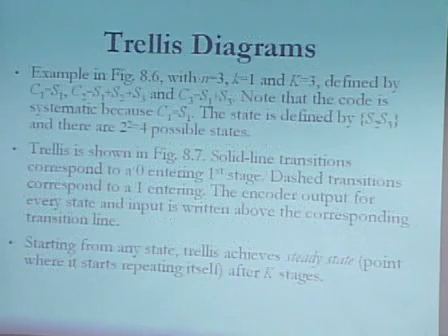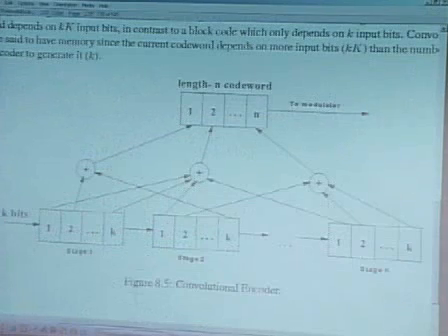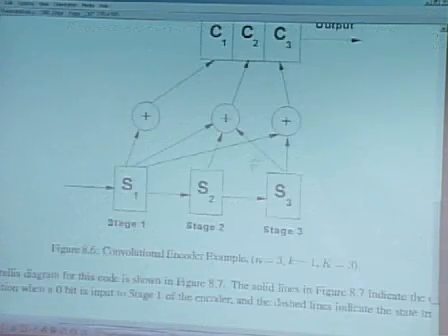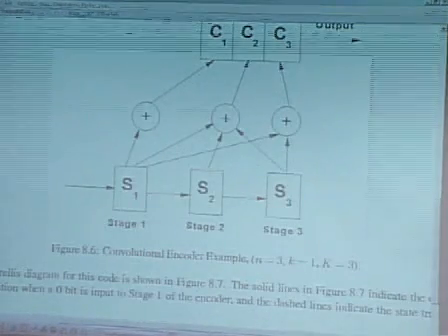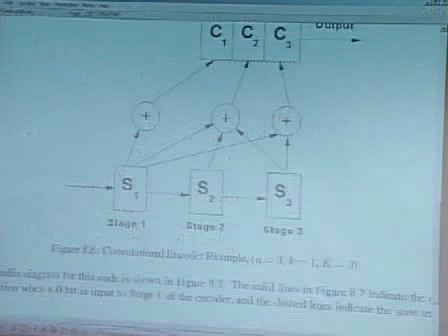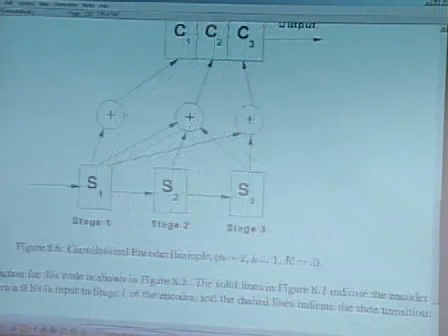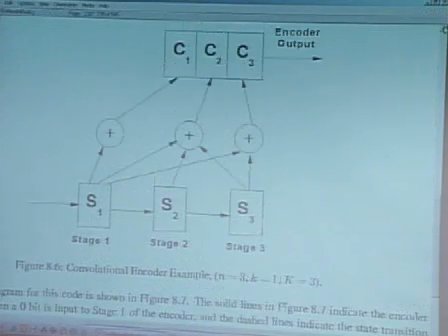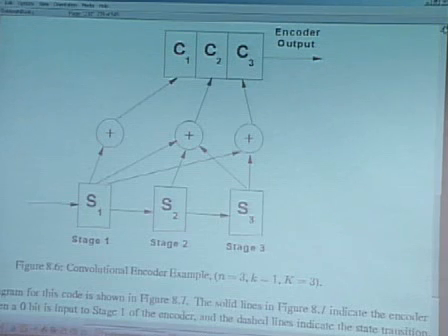So in fact, trellis diagrams. Let's see a trellis. Figure 8.6 is a trellis. Oh, wait. Before we see the trellis, let's see the code for the trellis. So in figure 8.6, we have a code. Okay. So this is a convolutional code. It has capital K equal to 3 stages. So the constraint length is 3.